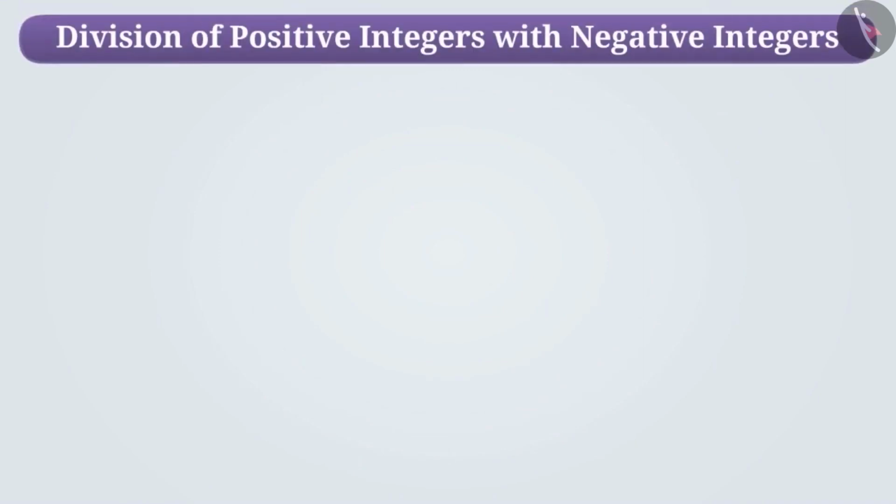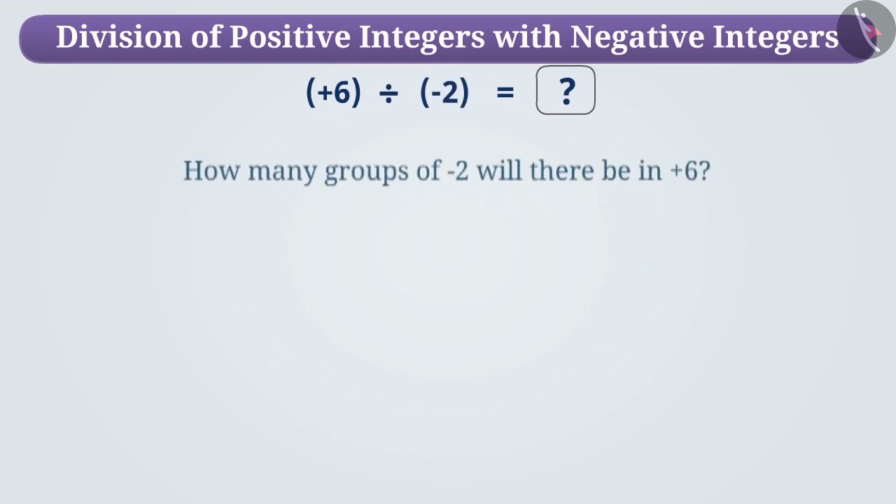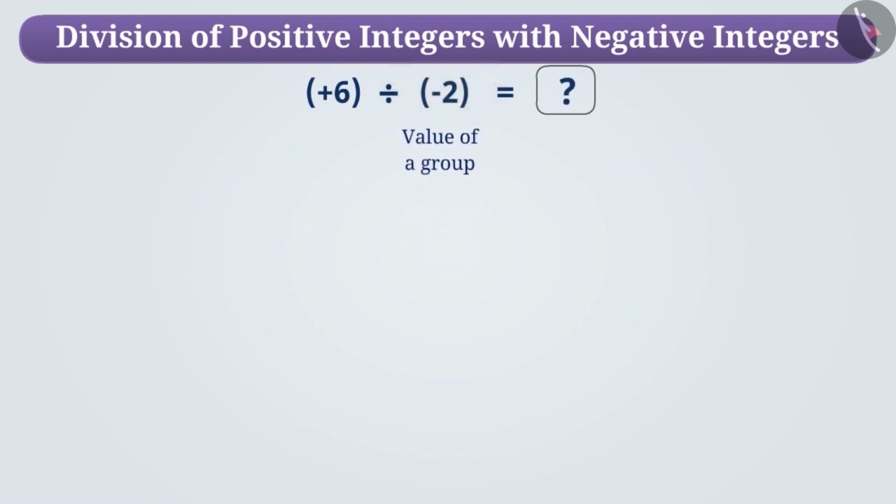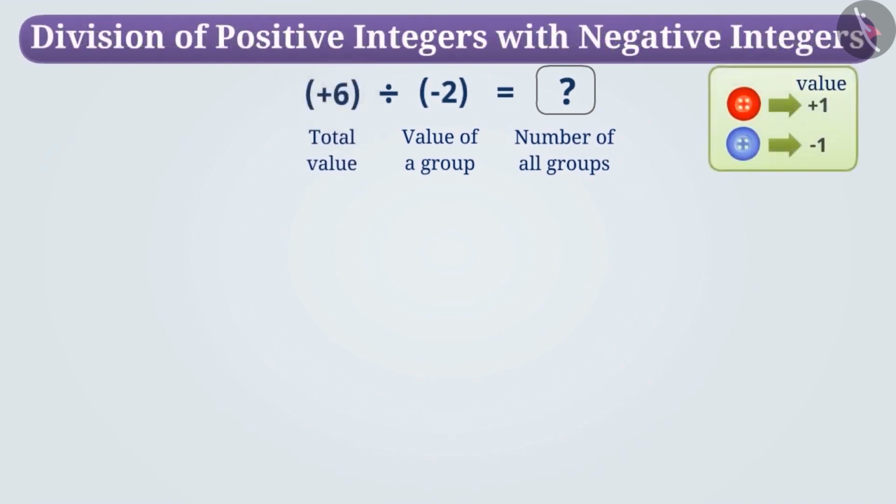Now let's find out when a positive integer is divided by a negative integer, whether the quotient is positive or negative. Suppose we have to find the quotient of plus 6 divided by minus 2. Here we have to find out how many groups of minus 2 will be there in plus 6. Or, if there is a group of minus 2, then how many such groups will have a value of plus 6? To get the value of plus 6, we first take two zero pairs.